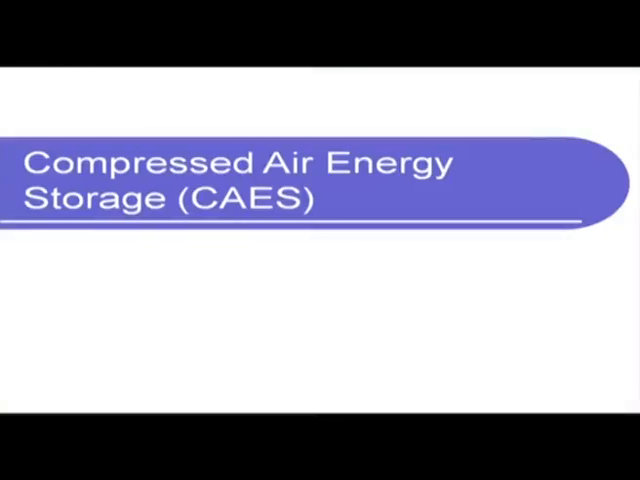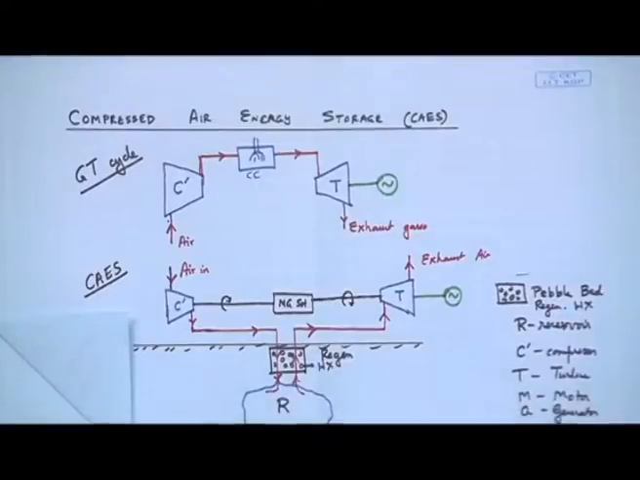So, last lecture we were discussing energy storage systems, and where we left off we were talking about compressed air energy storage. It is a type of mechanical energy storage where the energy is stored in the form of compressed air. So, this is what we were discussing last time.